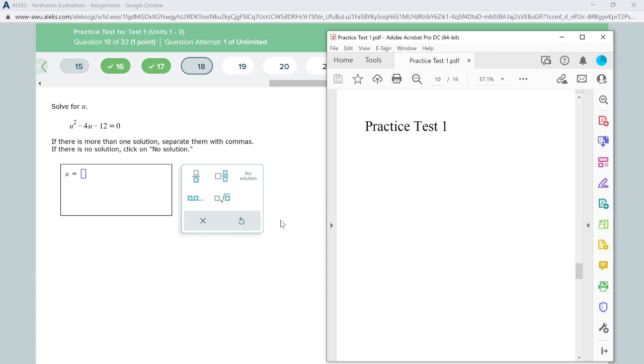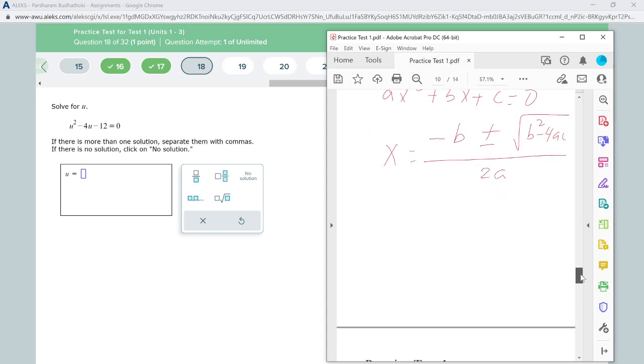If you remember the quadratic formula, ax squared plus bx plus c equals 0 can be solved using this formula: x equals -b plus or minus the square root of b squared minus 4ac, which gives you two different possible answers, divided by 2a. That's the quadratic formula. Since we already talked about factoring, I'm going to use the quadratic formula to solve this problem. Instead of x, you have u.